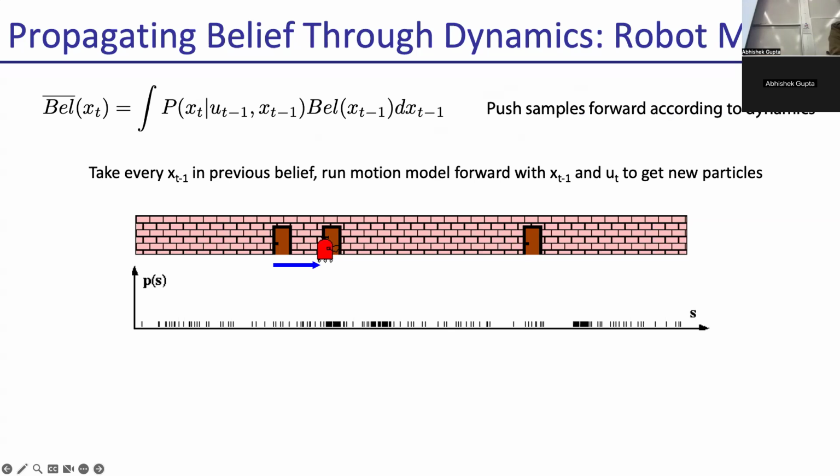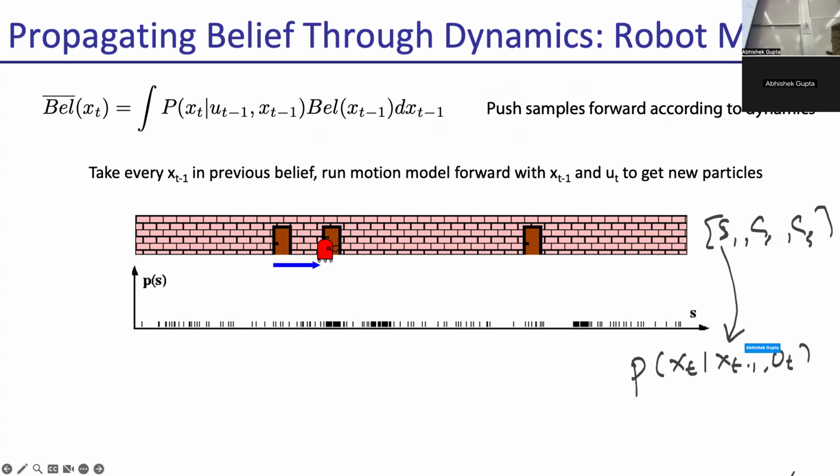If you have your dynamics model, P of x t given x t minus 1 and u t, take your list of S1, S2, S3. For each of them, stick it in as x t minus 1. Take the actual action that you took, sample a new state, and that is going to go into your new list.